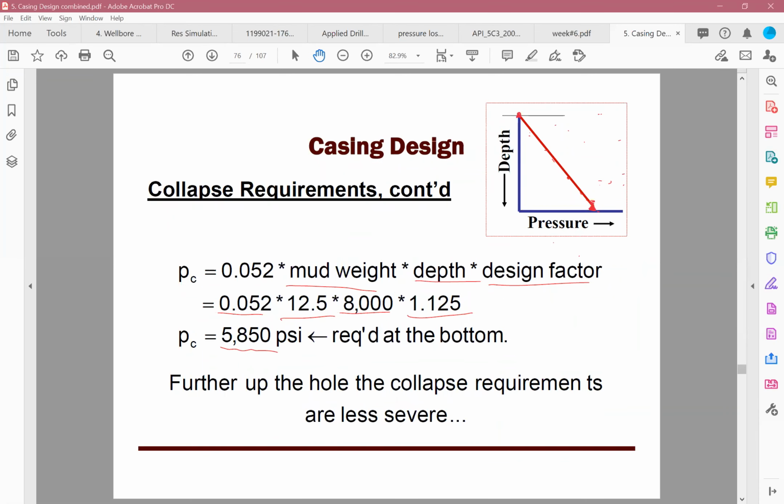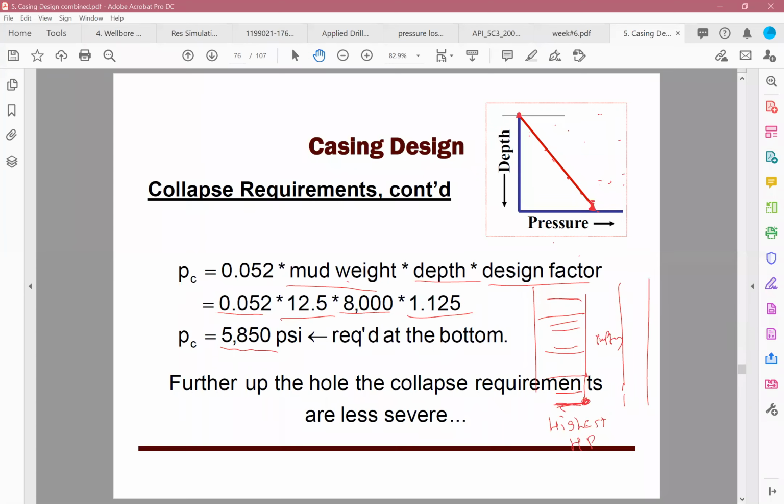And also let's do the collapse as well, right? And before going to the table, 0.052 mud weight depth design factor. So for the collapse, we mentioned that we have the casing and this is the wellbore. So you assume that inside is empty, right? And outside is basically the drilling fluid that you have inside, with 12.5 pound per gallon in this case. And then the worst case scenario for the collapse happens at the very bottom because you have the highest hydrostatic pressure, right?